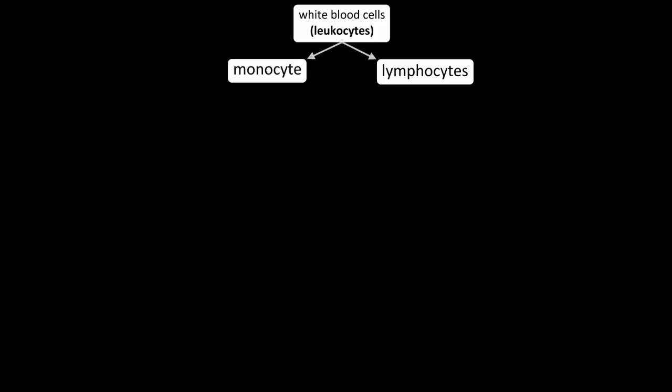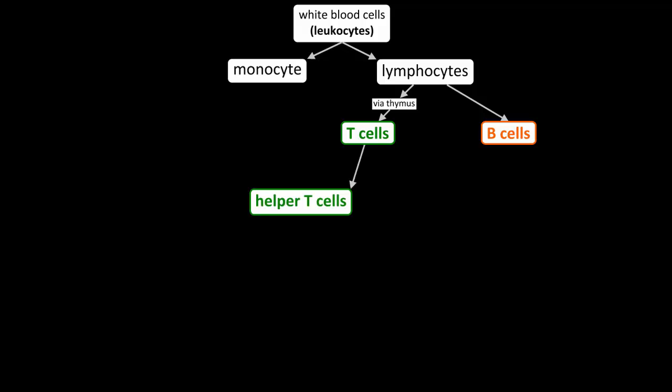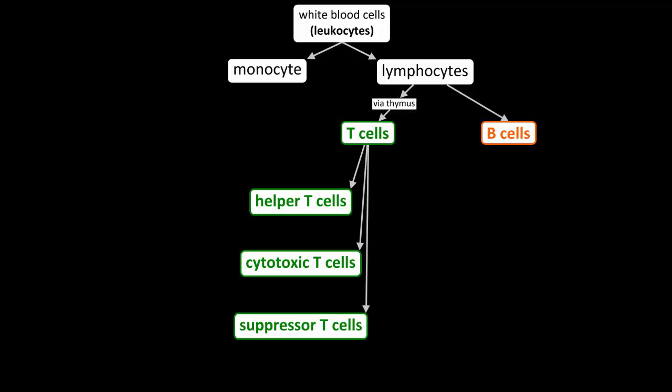Let's first look at the lymphocytes. There are basically two main types. One type, which develops by passing to the thymus gland, are called T cells. The others are called B cells. T cells come in three forms: helper T cells, cytotoxic T cells, and suppressor T cells.